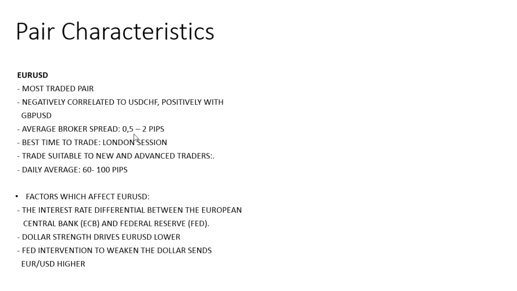Average broker spread is 0.5 to 2 pips. This is the average broker spread, meaning that if you had to choose a broker, play around this average spread. Don't choose a broker that offers way more spread size. So now let's look at the best time to trade.